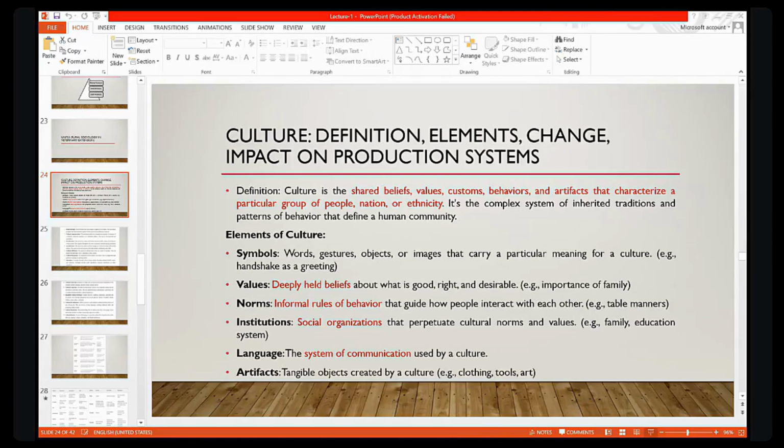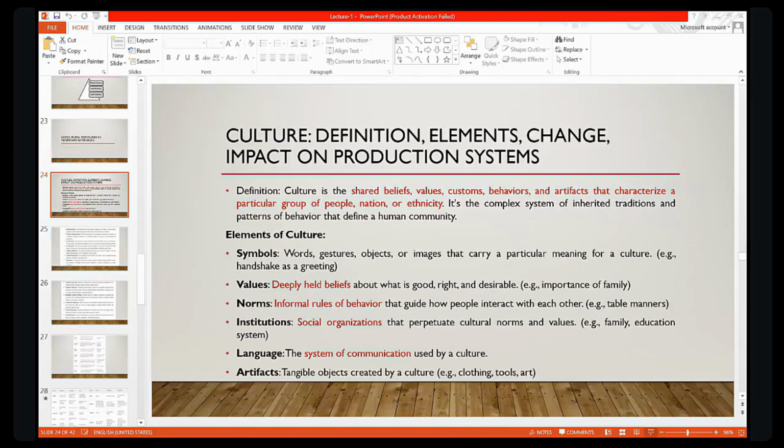Then comes the values. As we used to discuss, my values do not allow me to do a particular thing. They are deeply held beliefs about what is good, right, and desirable, and it varies from person to person. They are not universal. My values may be different from others. Your values can differ from mine. So values are individually held beliefs by different persons.